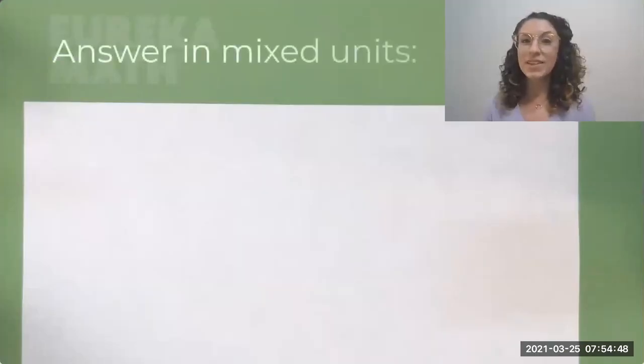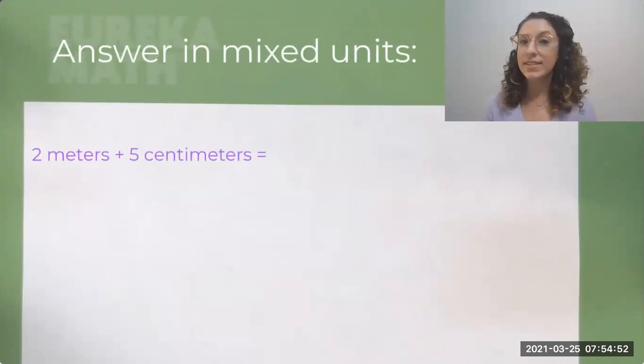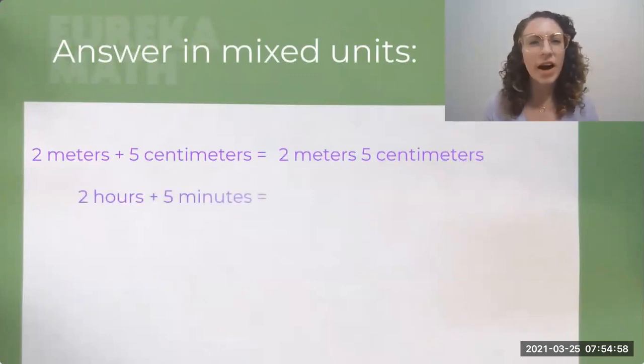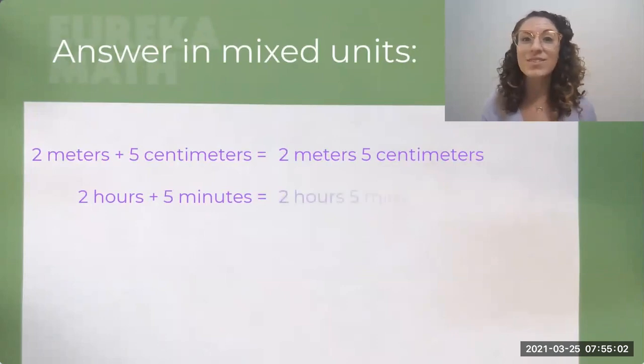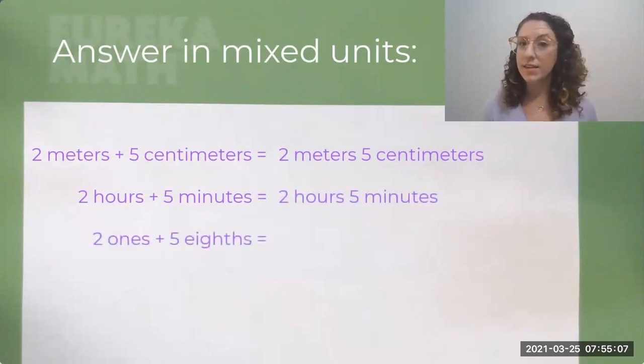All you need today is paper and pencil or your personal whiteboard. So let's dive right in. Answer in mixed units. 2 meters plus 5 centimeters is 2 meters, 5 centimeters. 2 hours plus 5 minutes is 2 hours, 5 minutes. 2 ones plus 5 eighths is 2 ones and 5 eighths.